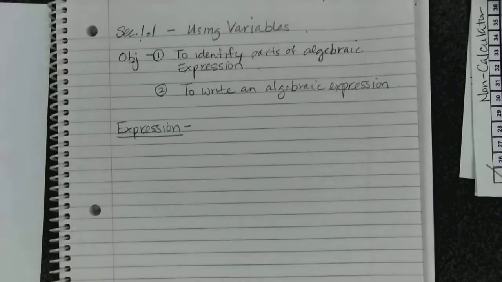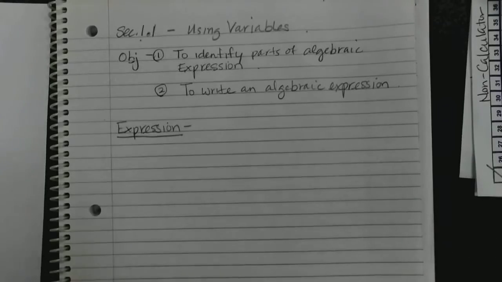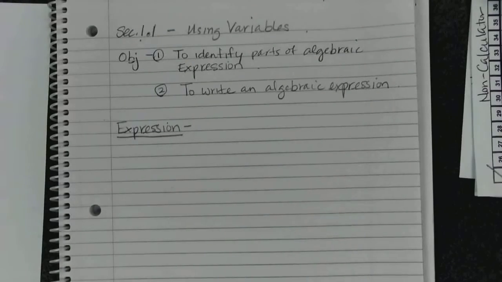Can somebody tell me what is an expression? There's two types. Yes, ma'am. Thank you. It is a math phrase. So you know how in the English language there's phrases, and then there are complete sentences? What's the difference between a phrase and a complete sentence? A sentence is complete, and a phrase is not. So can you give us an example of a phrase?